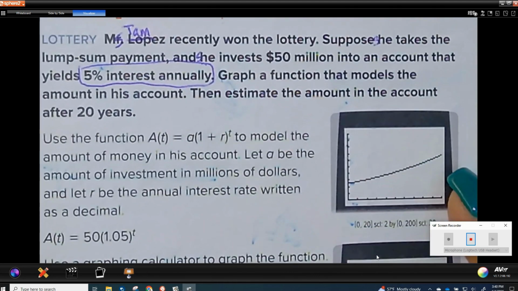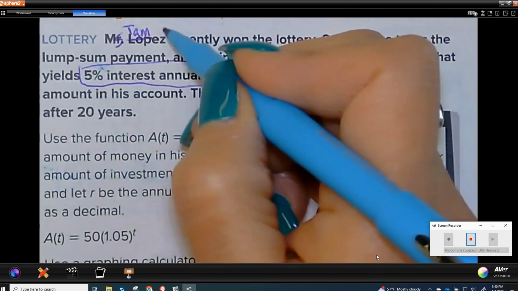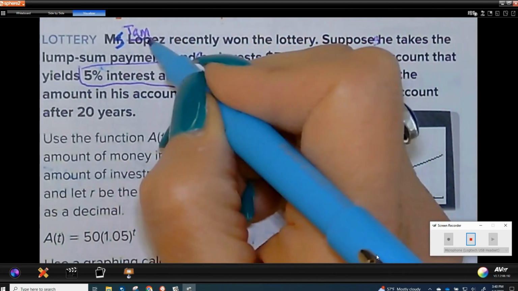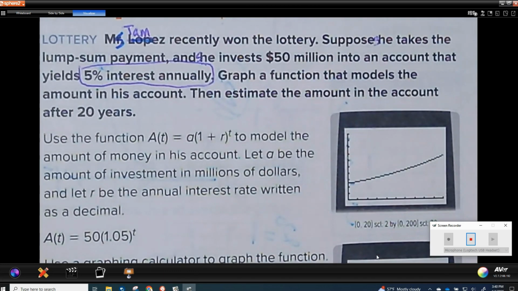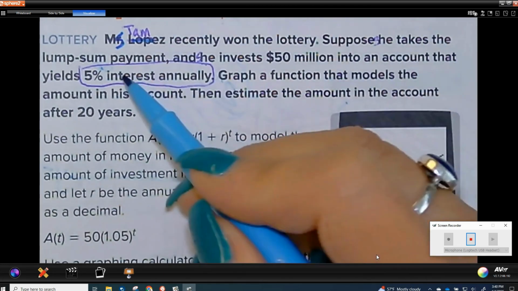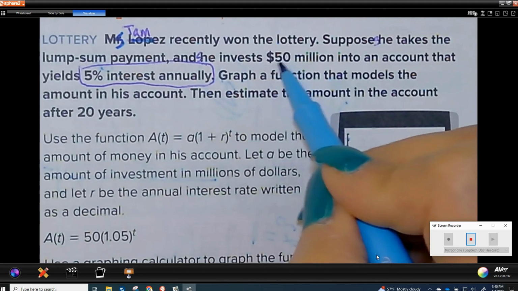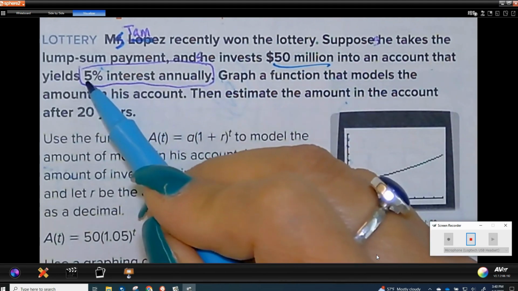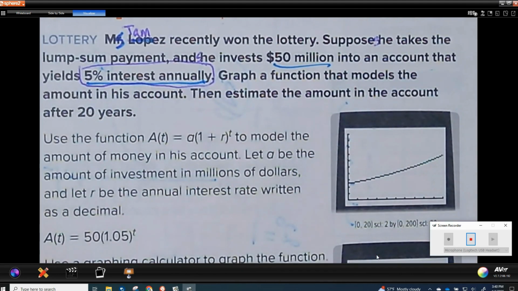I usually have a little fun with this and say Miss Temez, not Mr. Lopez, me, won the lottery. Suppose she takes a lump sum payment and she invests $50 million into an account that yields 5% annually. Graph the function and tell me the amount in 20 years.